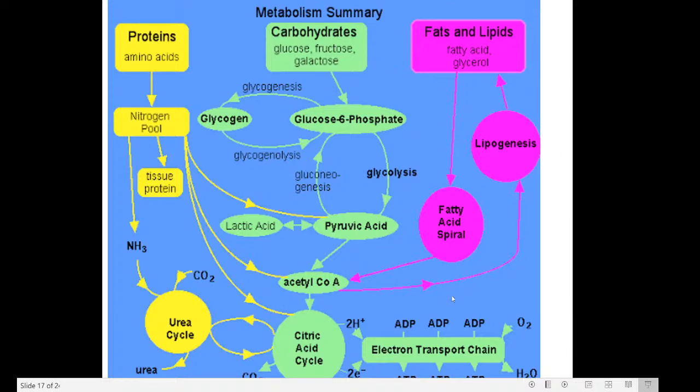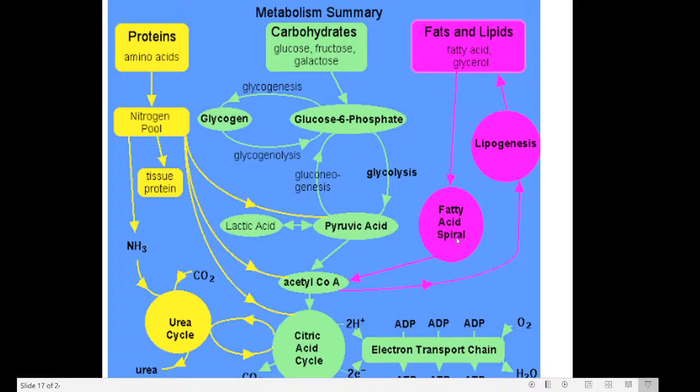Pink color image. In this image itself, you can understand the input values, fatty acid and glycerol. If that undergoes the fatty acid spiral pathway, it produces acetyl-CoA. That acetyl-CoA helps for the citric acid cycle. Okay, it's a very important thing. The fat or lipid, the major thing is fatty acid or glycerol.